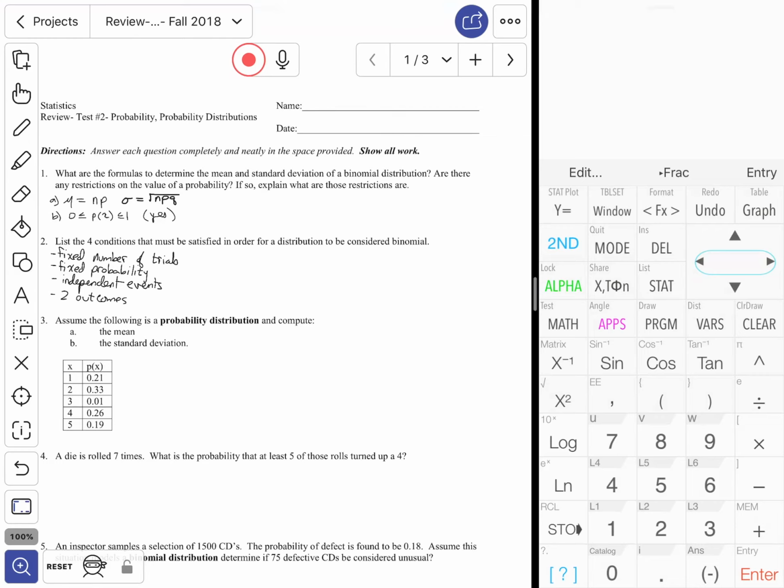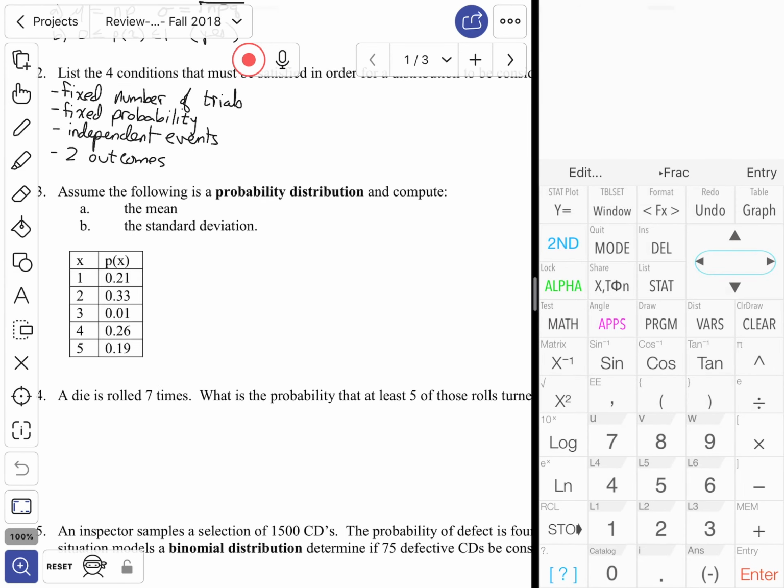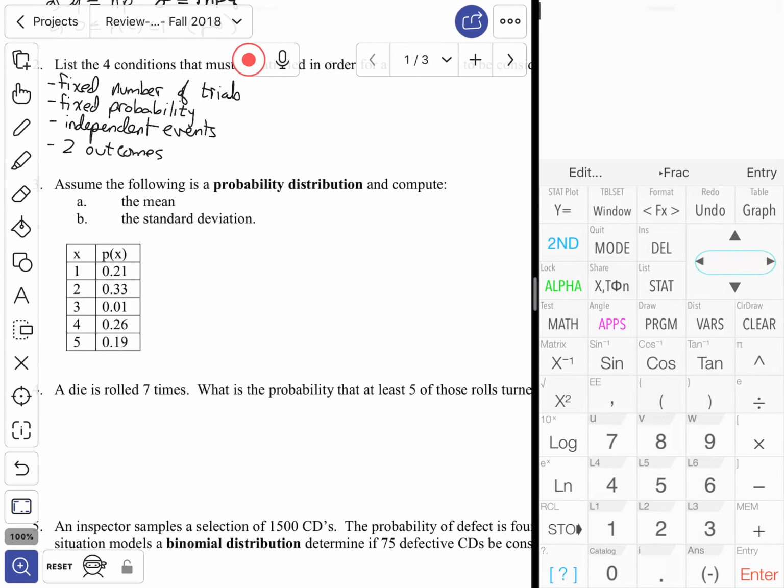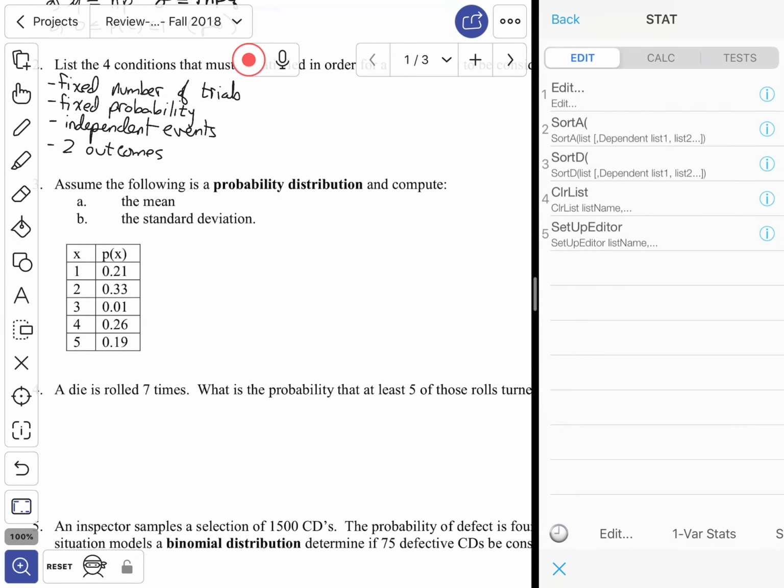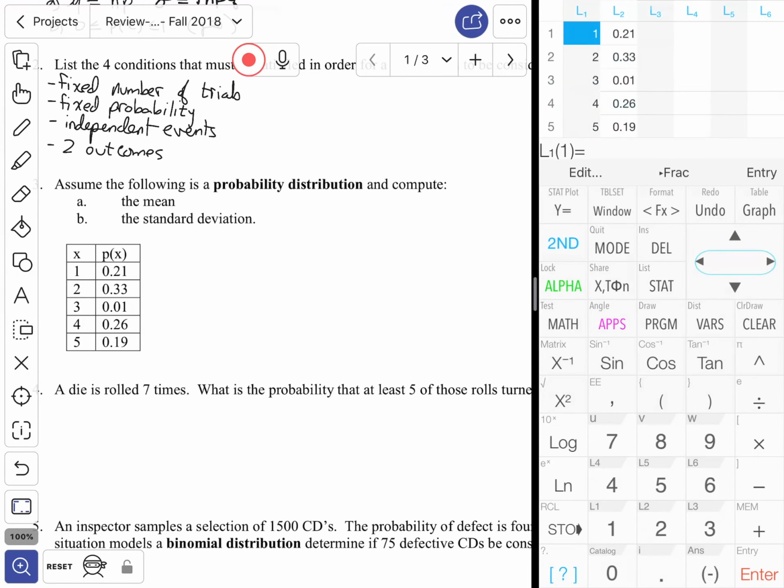The first 2 questions were fact-based, just like the last 2 videos. They just are, so I just denoted them there. So we're just going to jump right to number 3. I took the liberty of typing that into the calculator already. So stat edit.